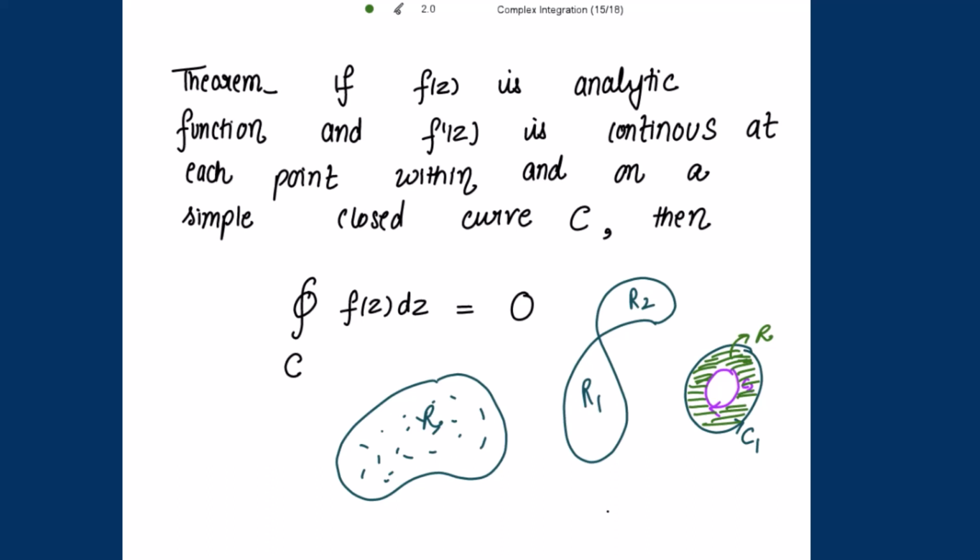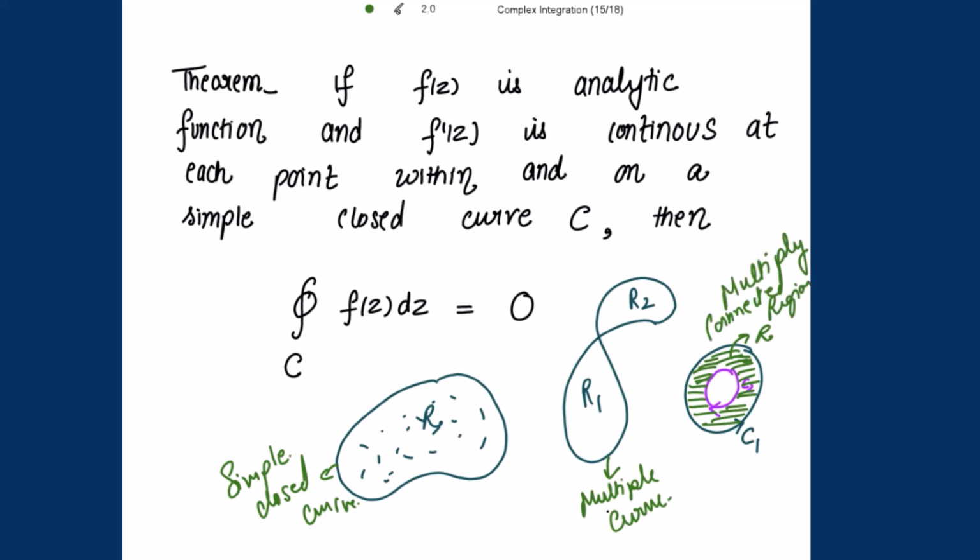So now it's very clear about the curves. So this is your simple closed curve, and this is your multiple curve, and this is a multiply connected region, right? Okay, what is the meaning of this symbol? This symbol means it is a closed integral, which means the curve ends where it started, right? Okay, let's move on to the proof.